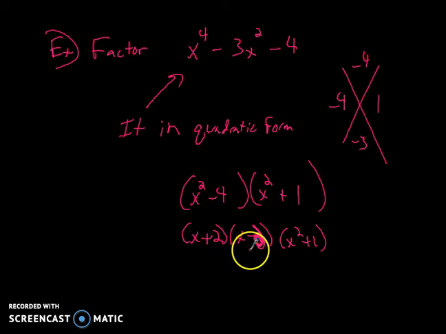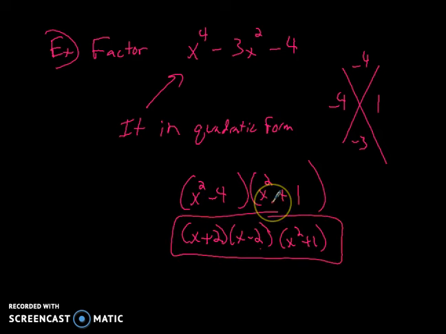So it's x plus 2, x subtract 2 times x squared plus 1. Let me make that look better. And again, if you're not sure, take that, fold it together. See if it gives you what you began with. You ought to find that it holds true.